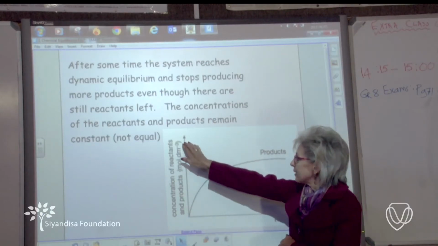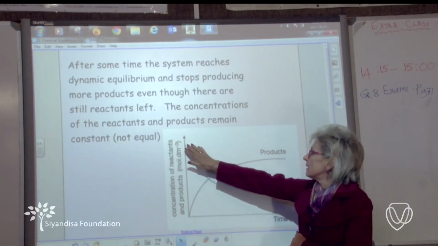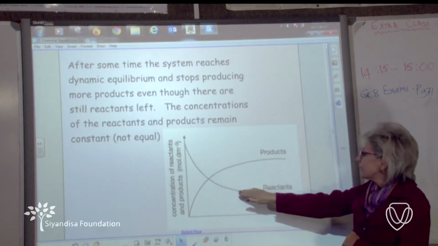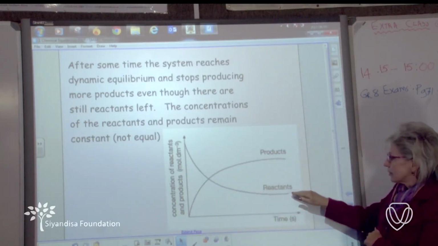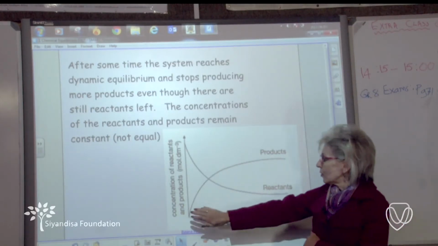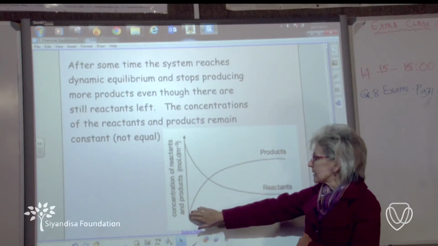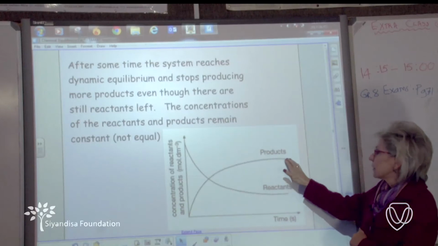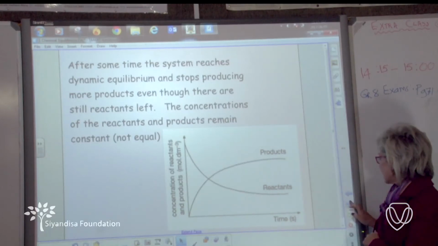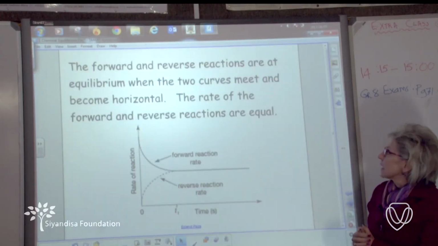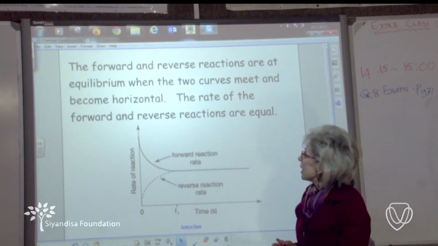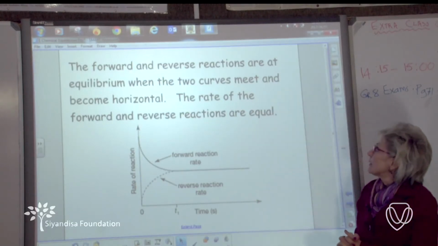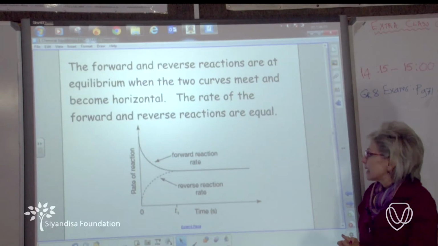We start with a high concentration of reactants. It lowers until a point where the concentration remains constant. We start off with no products, and then their concentration increases until a point where the concentration is constant. The forward and reverse reactions are at equilibrium when the two curves meet and become horizontal.